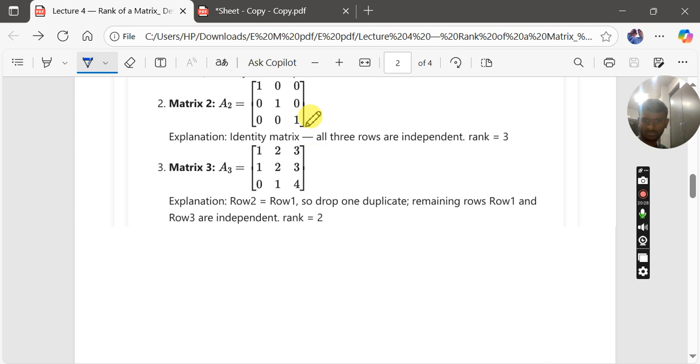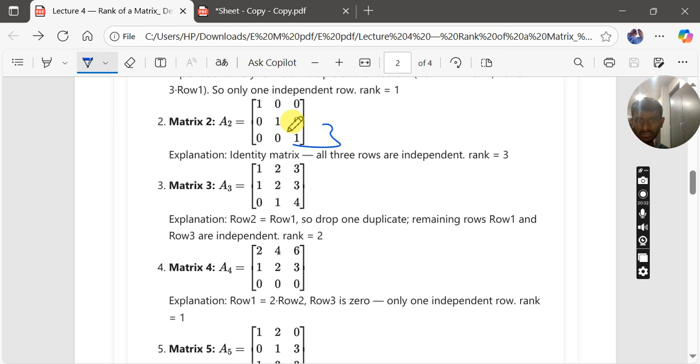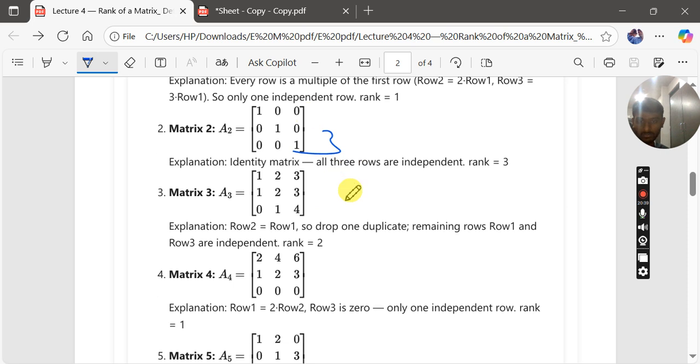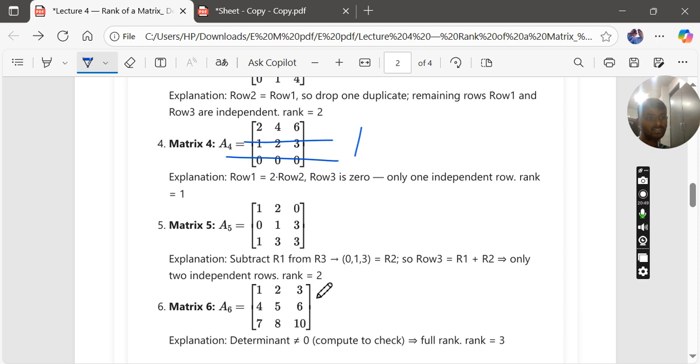Maximum we have done this type of example here. Here you can say the rank will be 3, and here you can say these two are dependent on row 1, so the rank will be 1. And similarly here this is completely equal to row 1, so the rank will be 2. And again it is already eliminated and dependent on row 1, so the rank will be 1. By seeing the matrix you can say the rank.